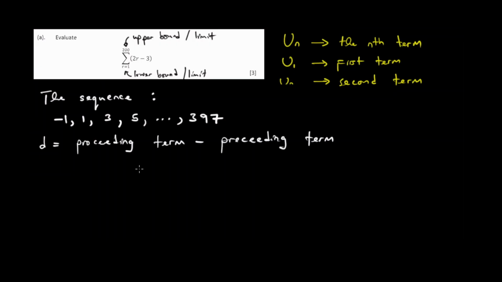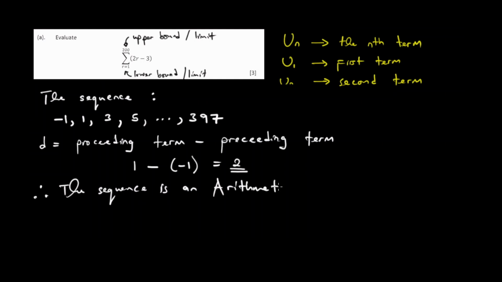Saka the preceding term panapa ngari 1, subtracting the preceding term ngari -1, tiri kuona chi 2. Saka 2 is the common difference. We can make a conclusion, therefore the sequence is an arithmetic progression, like this. That is what the sequence is, an arithmetic progression. Saka taziva kuti our sequence is an arithmetic progression.